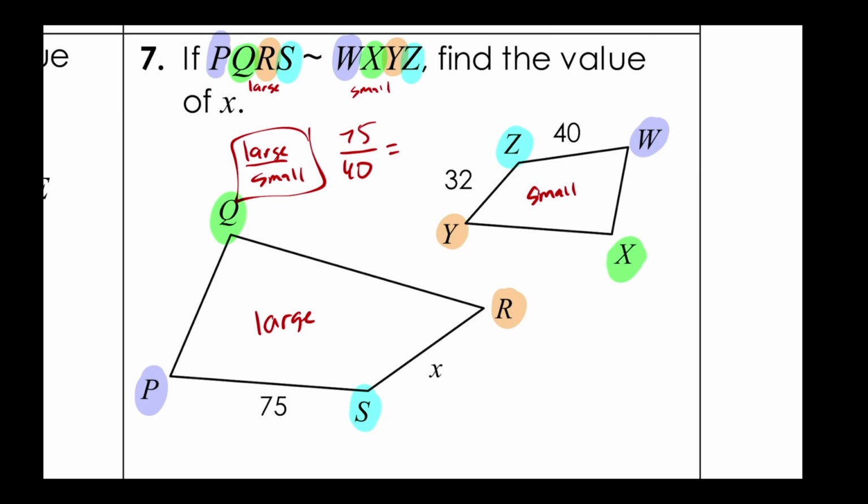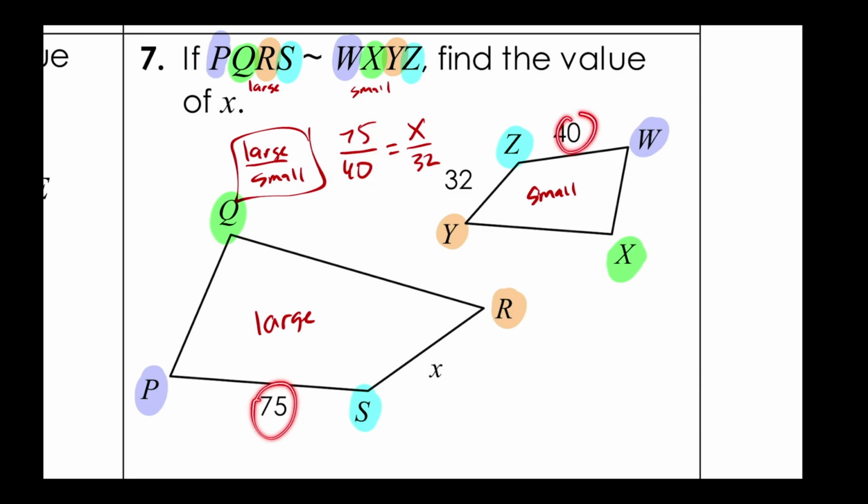Now let's do that to two other sides. Let's do it to the sides with the X. So I'm going to start with large. Always start with large. Blue, orange. Blue, orange here is X. Blue, orange here is 32. So which one goes on top, X or 32? Well, we do the large on top, so X goes on top, and then 32 goes on the bottom. The measurements of the small ones go on the bottom. The measurements of the large ones go on the top. And then the actual ratios are the matching sides.